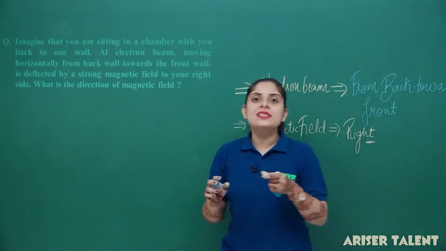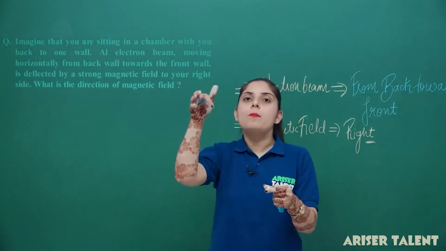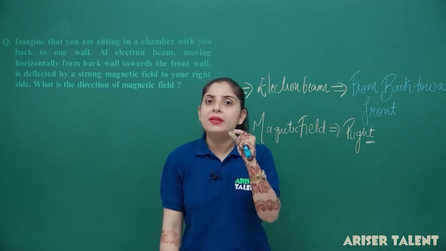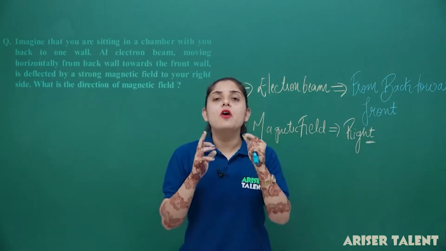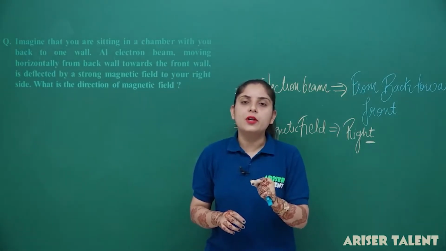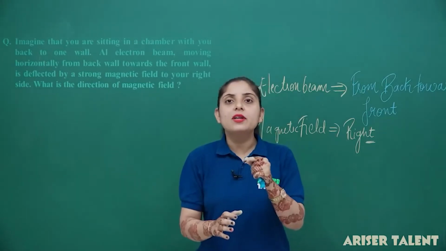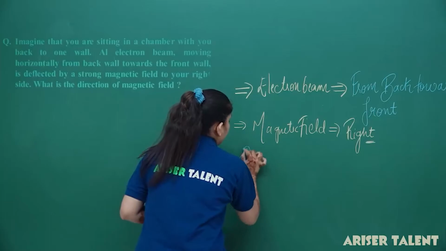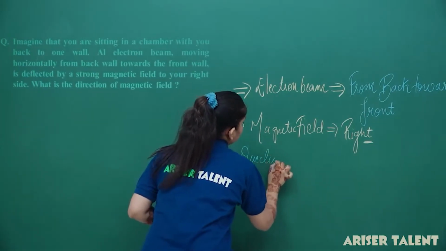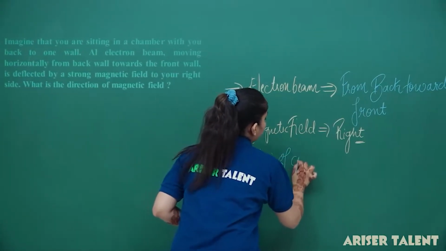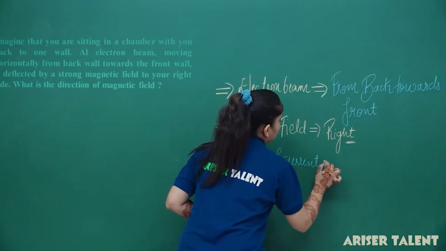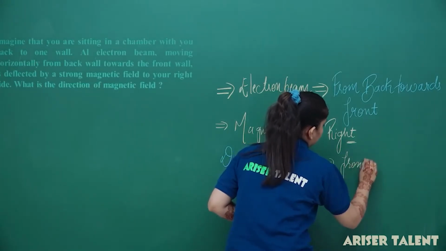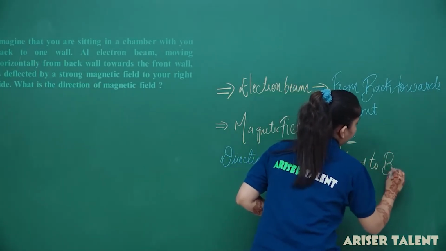Now, the question is saying that the electron beam is coming from back to front. So, if the electron beam is coming from back to front, what will be the direction of the current? The direction of the current will be just opposite to that of the electron beam. So, the direction of the current will be from front to back. So, I can write here, direction of current will be from front to back.